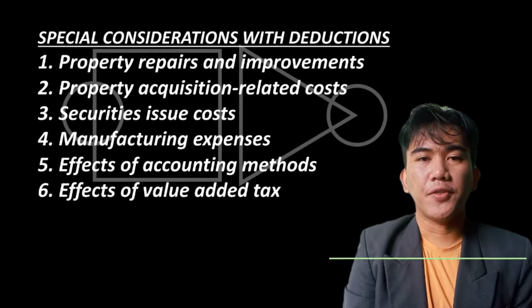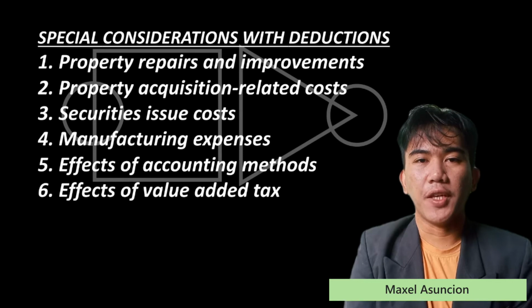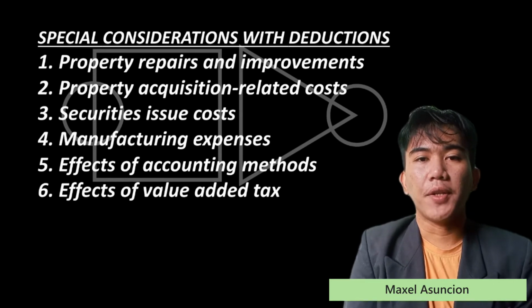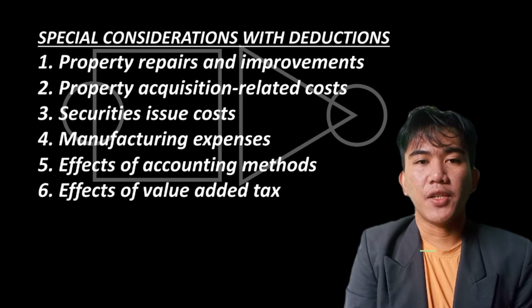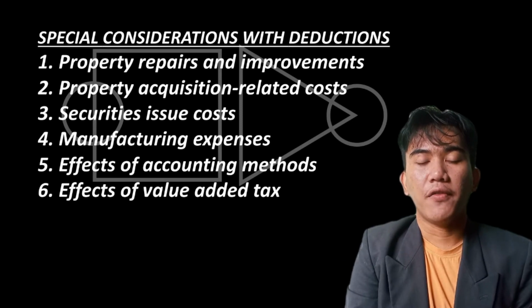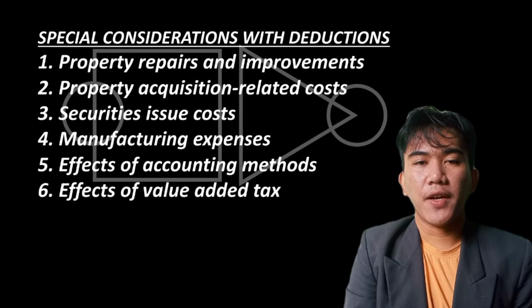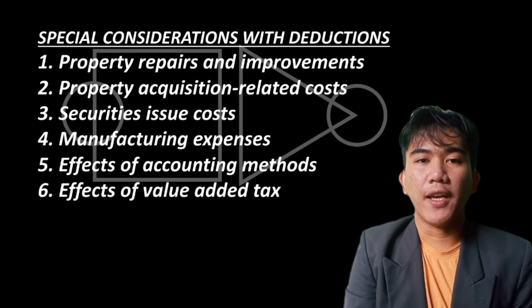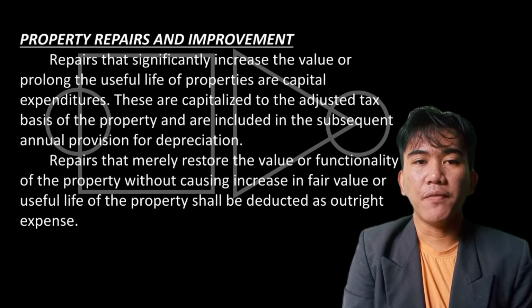Now let us proceed to the different special considerations with deductions, which are the property repairs and improvements, property acquisition related costs, securities issue costs, manufacturing expenses, effects of accounting methods, and lastly the effects of value-added tax. First is the property repairs and improvement.